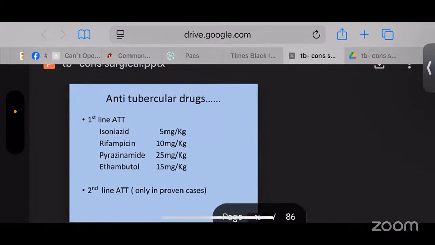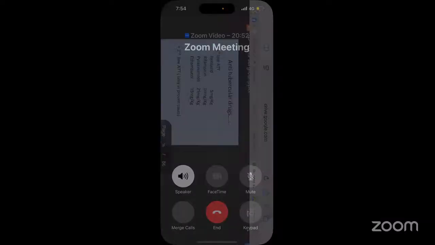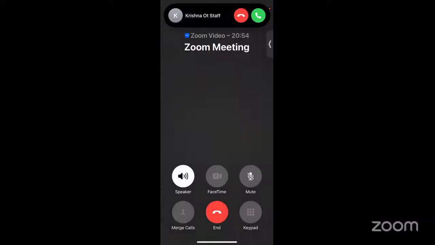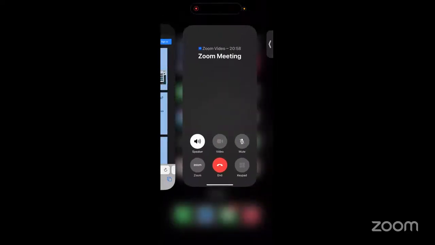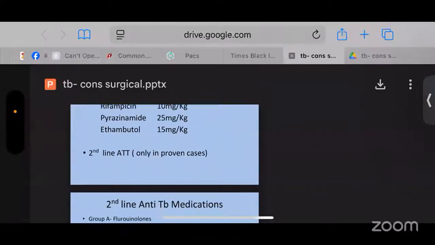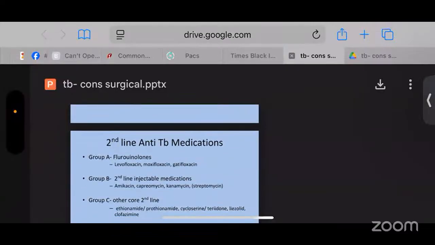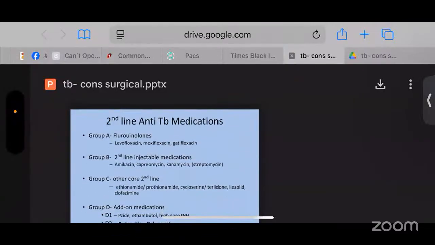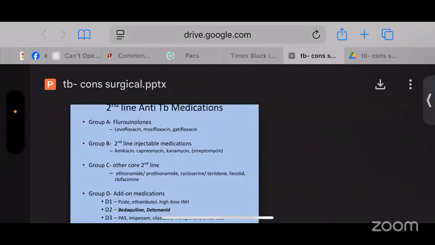Now, the second line of ATT is for those patients who are not responding to the first line tuberculosis medications. And there are various drugs. Earlier it was proposed to have various regimes. There might be a short-term regime, a long-term regime, but that has been modified.